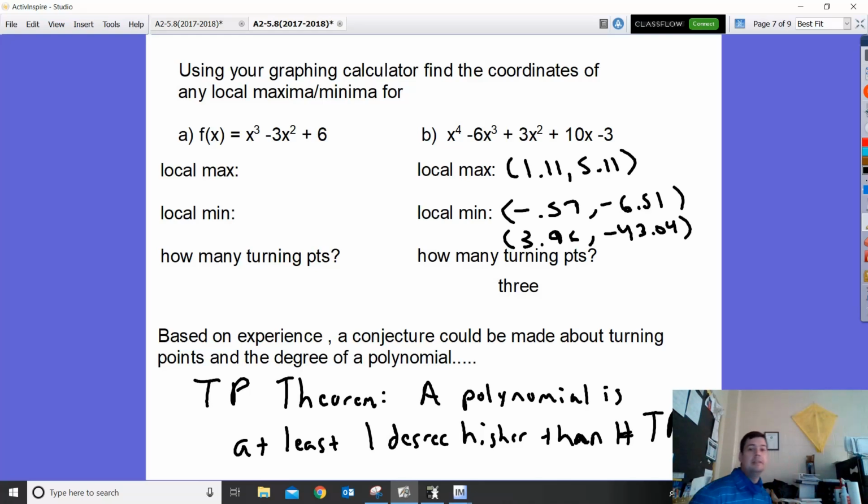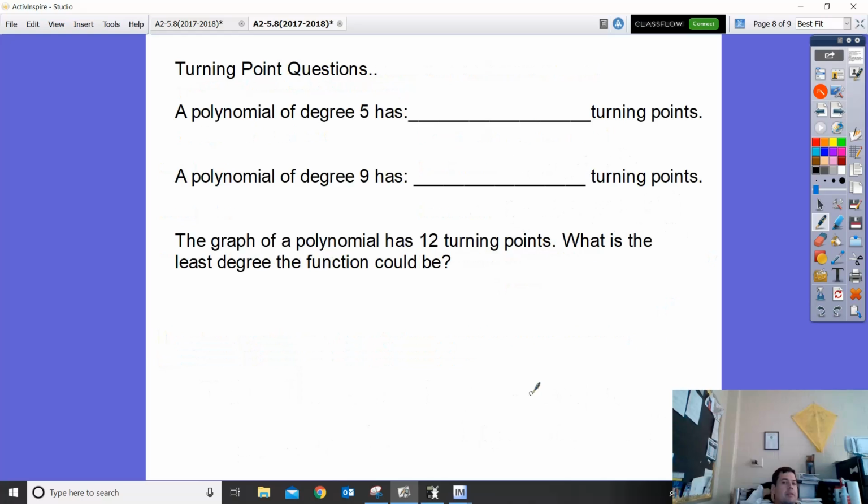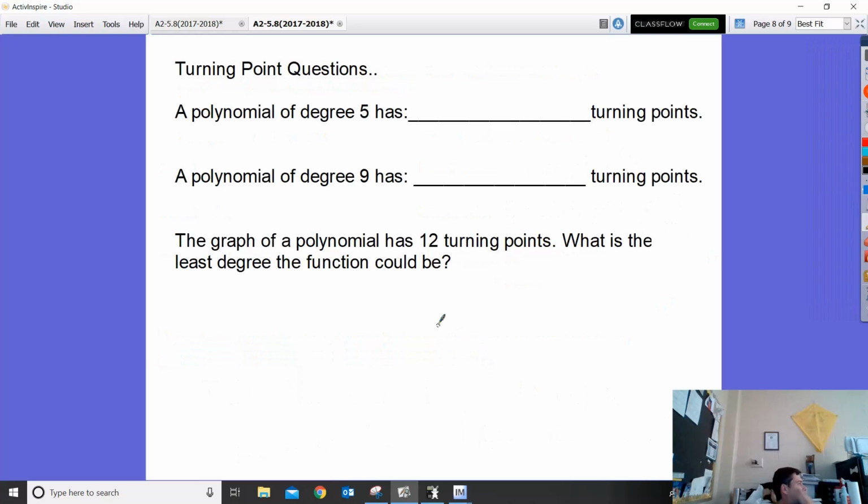We're going to answer a couple little quick questions at the end, and then we'll be done in here. We'll actually do the bottom question first, then we'll work our way up. Graph of a polynomial has 12 turning points. What is the least degree it could be? 13. It is at least. Let's put x to 13. It is at least x to 13.